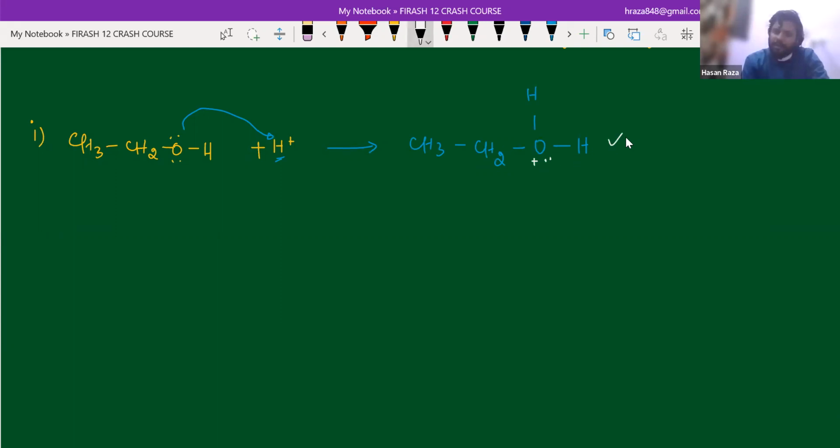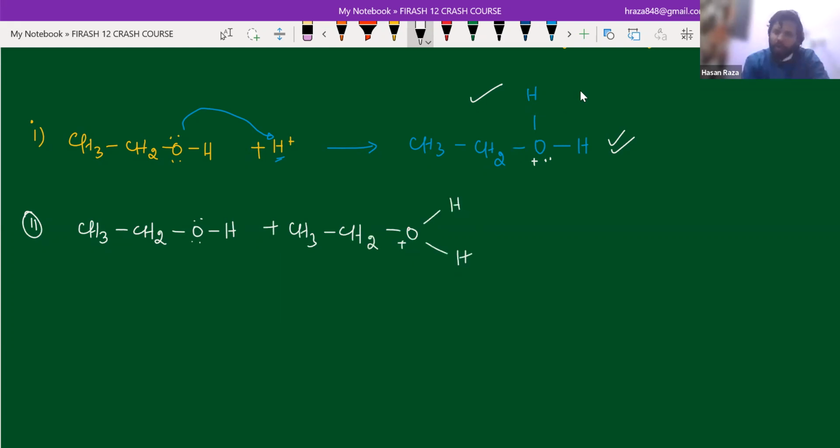Is that clear? Is the first step clear? Now, in the second step, we are going to again take 1 mole of this, another mole of CH3CH2OH. As you can see, this is the scenario. So there will be CH3, and then CH2, and then O plus with 2 hydrogens. Now, as I already told you in the previous chapters and lectures, a positive charge on oxygen is very less stable.